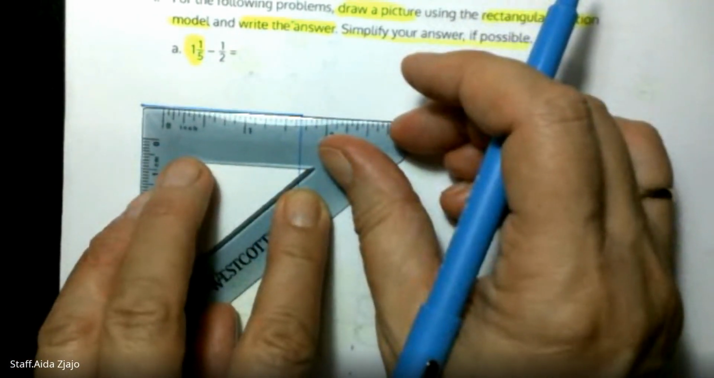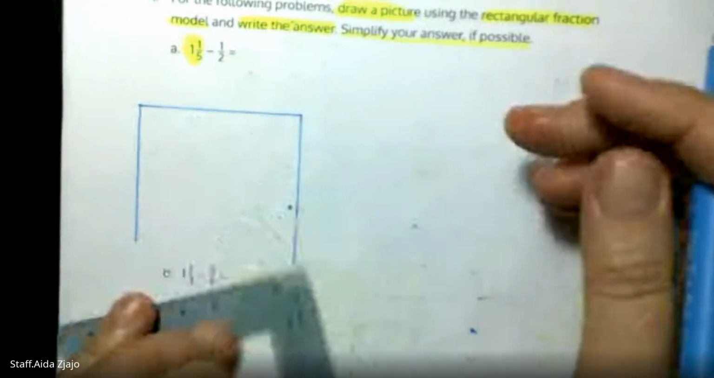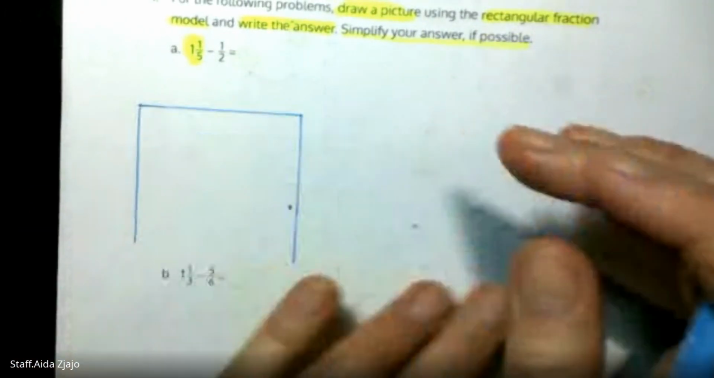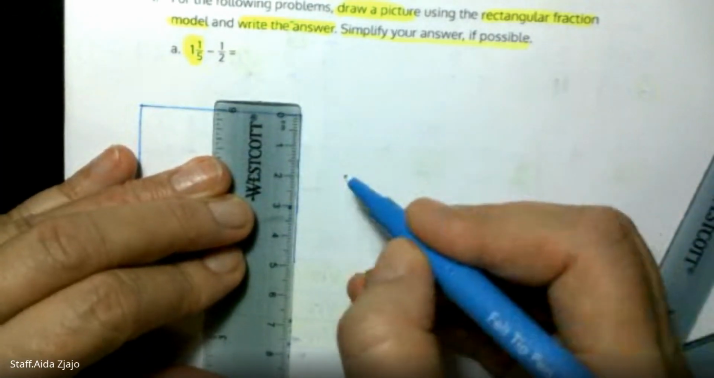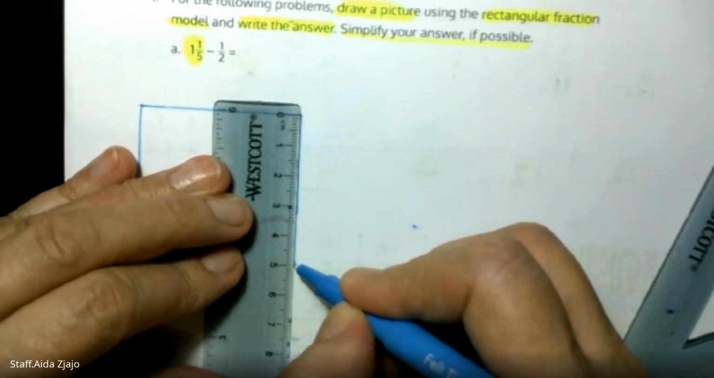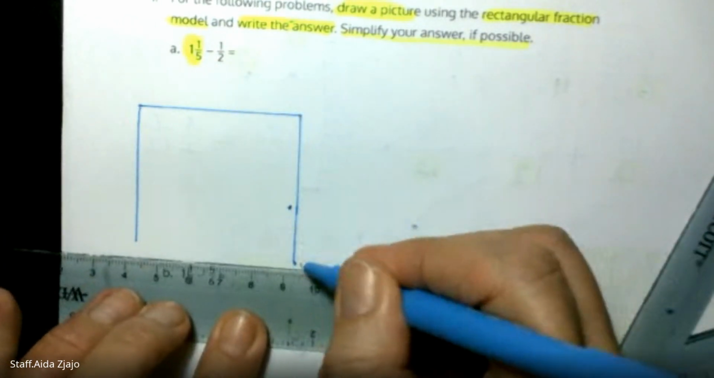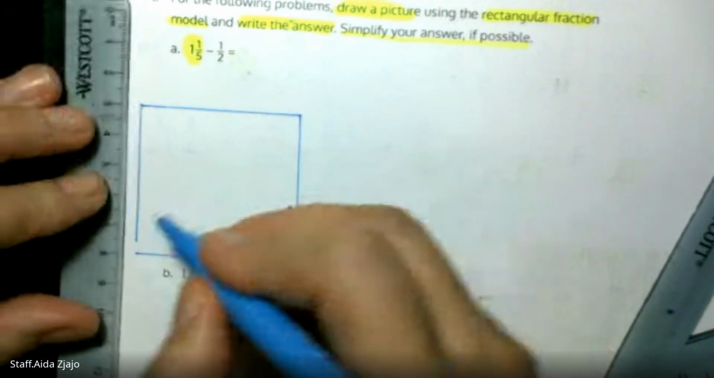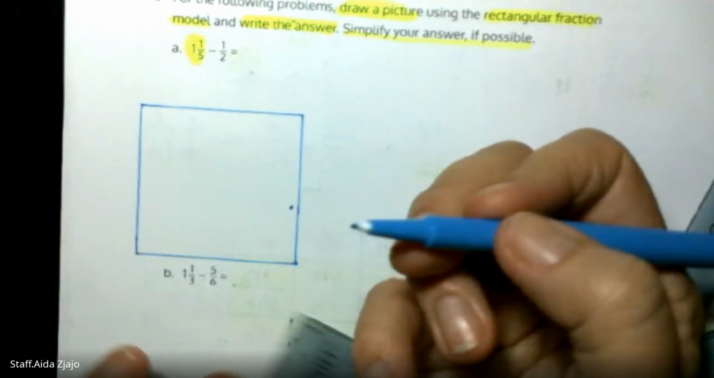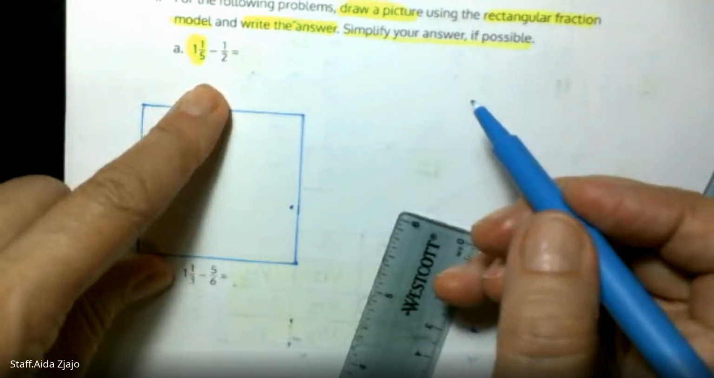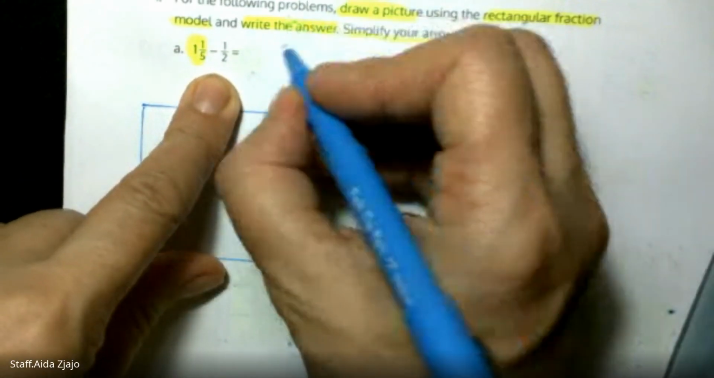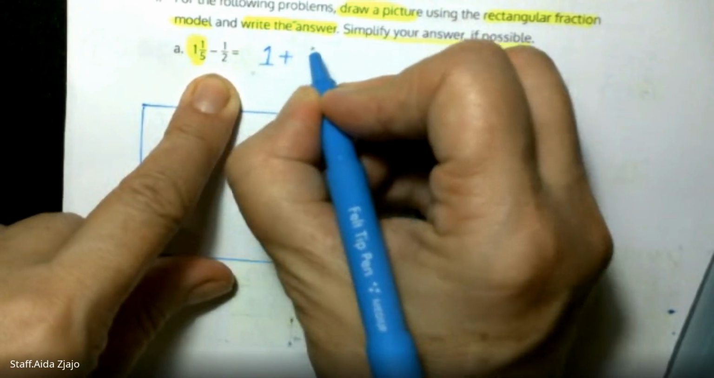Okay, so use my rule. Let's see, 5 centimeters by 5 centimeters. And I can close my rectangle, and that is my 1. But we also have 1/5 of the next whole, because that means 1 plus 1/5.